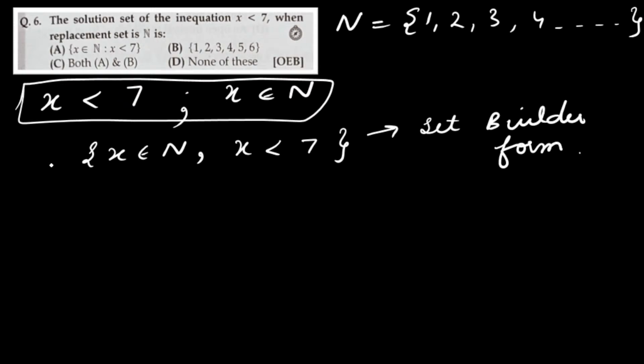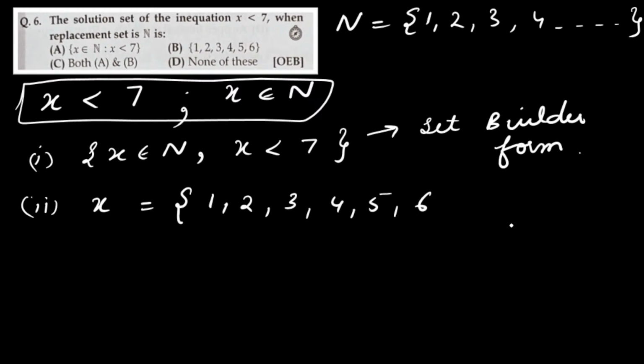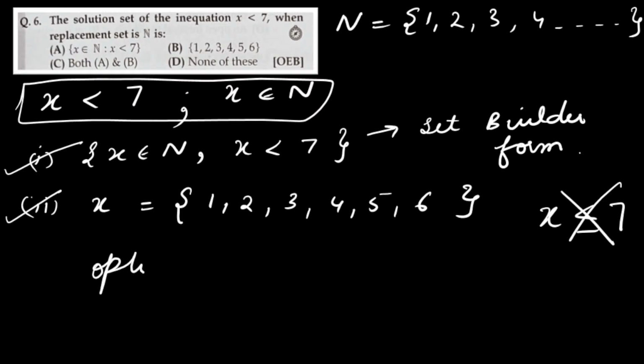Then one form is this. We can express our solution in this form also. The other form is this, when we can write our solution in the form of numbers. So x is less than 7, all the natural numbers I can write: 1, 2, 3, 4, 5, 6. 7 is not included because it is not less than or equal to 7. So that's why 7 is not included. So both ways, I can write the solution in this form also and in this form also. So that means option C is the correct answer.